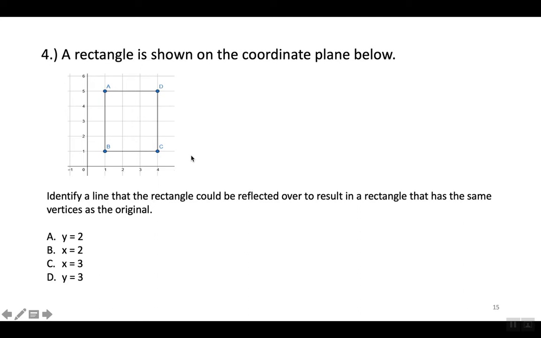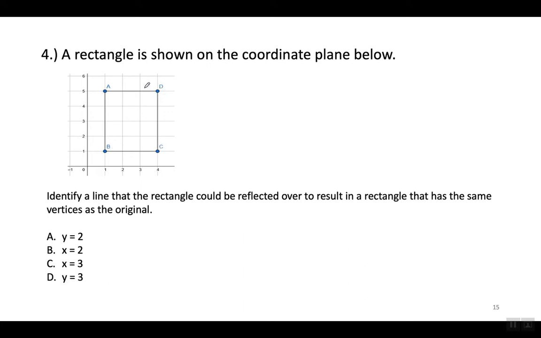Number 4, a rectangle is shown on the coordinate plane below. Identify a line that the rectangle could be reflected over to result in a rectangle that has the same vertices as the original. First, let's make sure you understand the question. We have to identify a line that you could draw somewhere here that when you reflect the rectangle over it, it's going to line up with the same vertices. The vertices are this vertex, this vertex, this vertex, and this vertex.